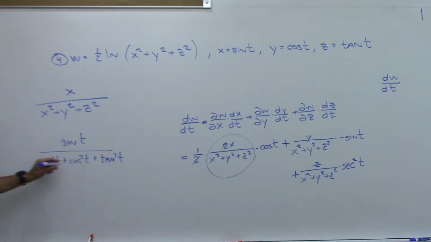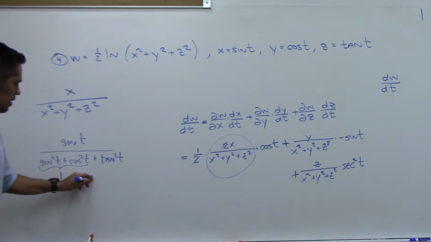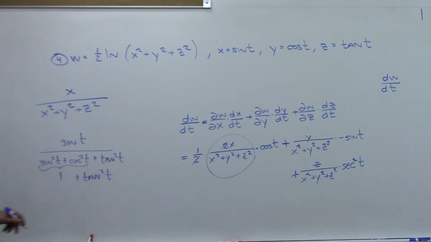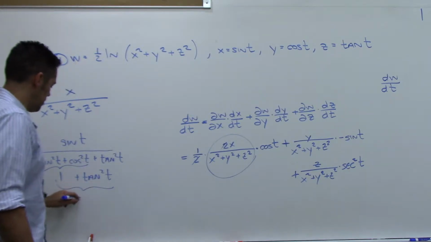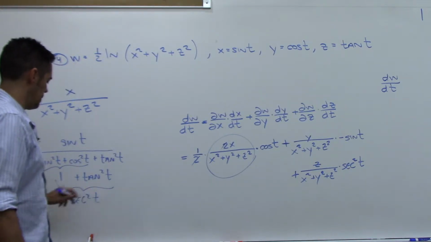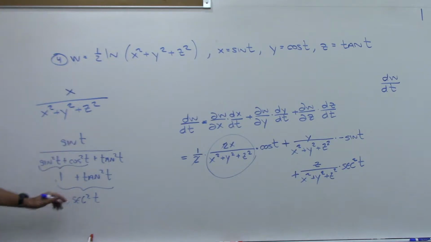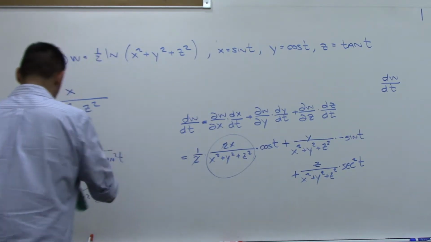Sine squared t plus cosine squared t is 1. So this is really 1 plus tangent squared t. And 1 plus tangent squared t is secant squared t. So you have sine t over secant squared t, and you could move things around there if you wanted to. You'd probably get a nice, cleaner expression in terms of sine and cosine. But I'm just showing you how some of that's simplified. Yeah, I think you've got the gist of it. All right, next.